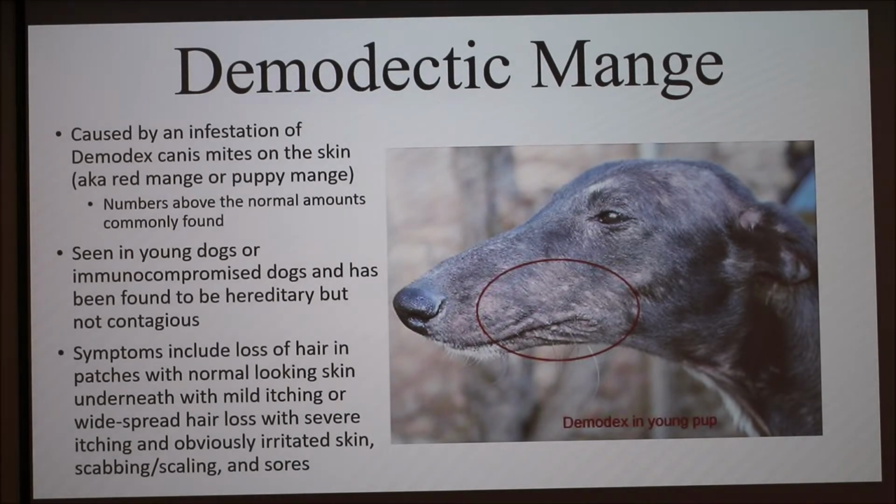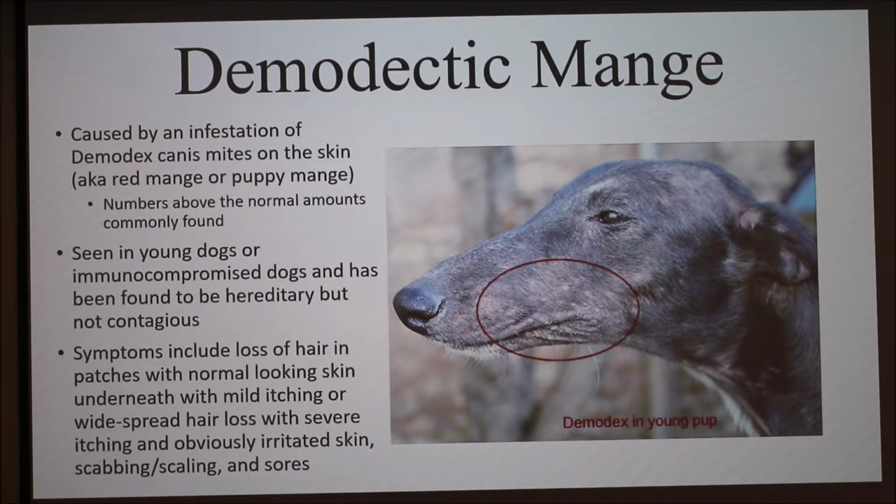So the first one is Demodectic mange, and it's caused by an infestation of Demodex canis mites on the skin, and this is also called red mange or puppy mange. It is caused by a number of Demodex mites above the normal amounts that are commonly found on the skin, because these are mites that normally live on the dog's skin and eat the dead skin and things like that, but sometimes they will overpopulate and cause things such as hair loss and other things like that.